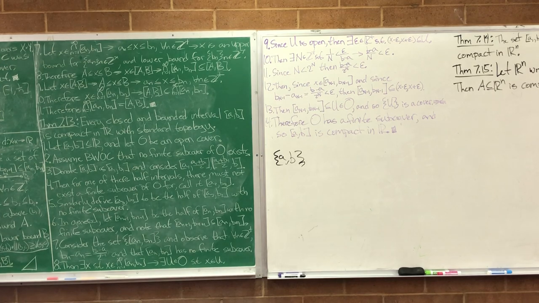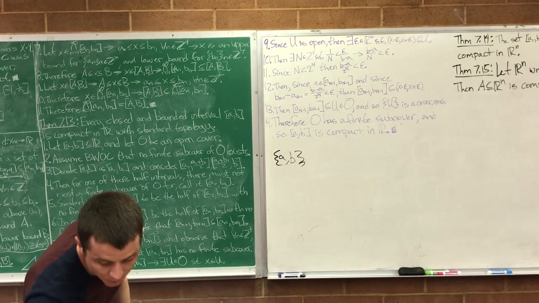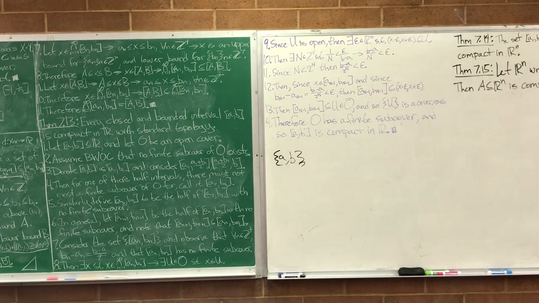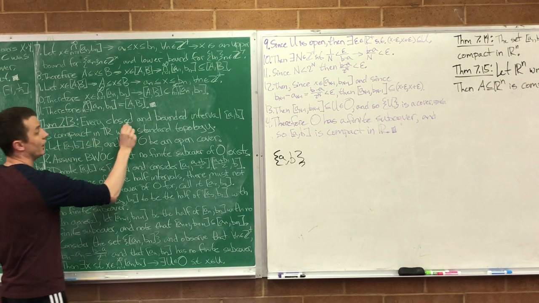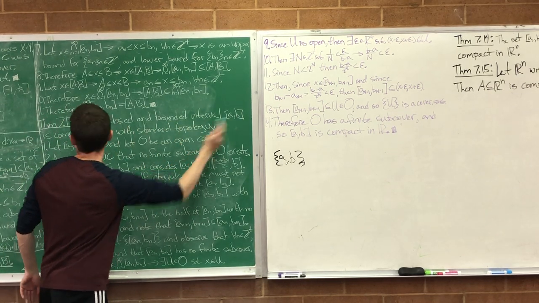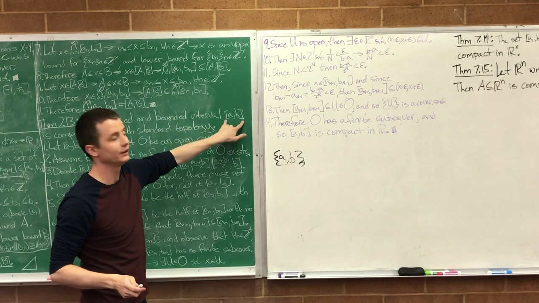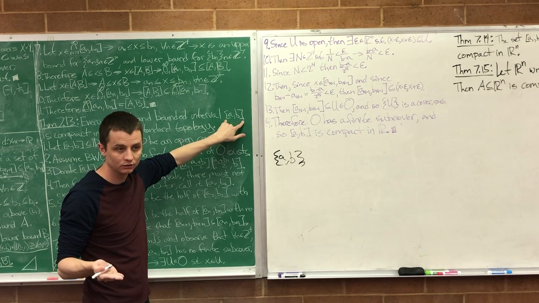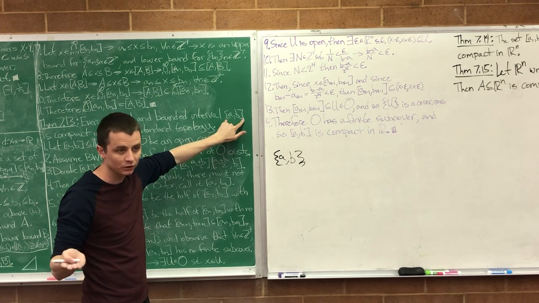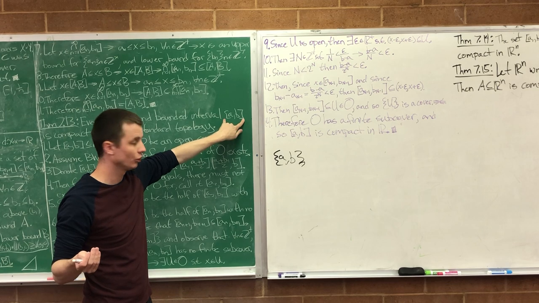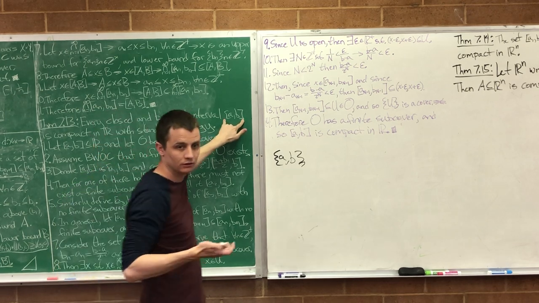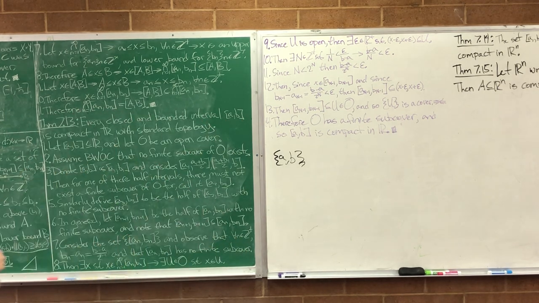Now, the calculus result we're interested in is that every closed and bounded interval [a, b] is compact in R with its standard topology. So we're proving that any interval like this that you choose is compact, which is something we use in calculus all the time. So that's what we're going to prove.